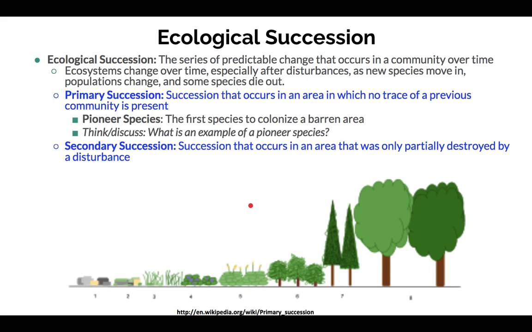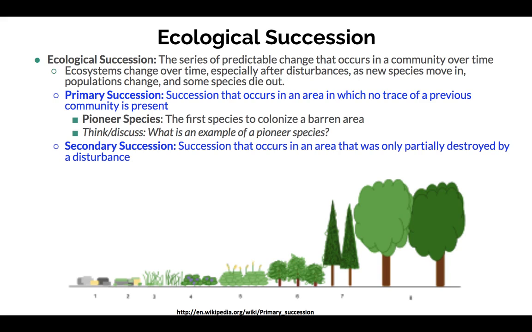So changing gears a little bit, we're going to talk about ecological succession. This is the series of predictable change that occurs in a community over time. Ecosystems change over time, especially after disturbances, as new species move in, populations change, and some species die out. There are two types of succession that you need to know.